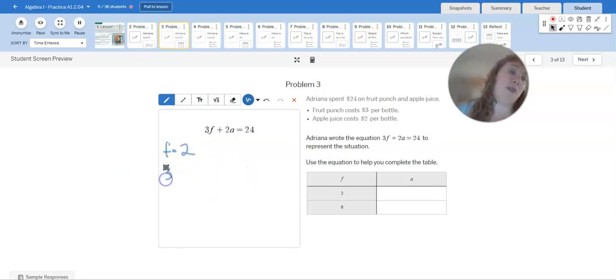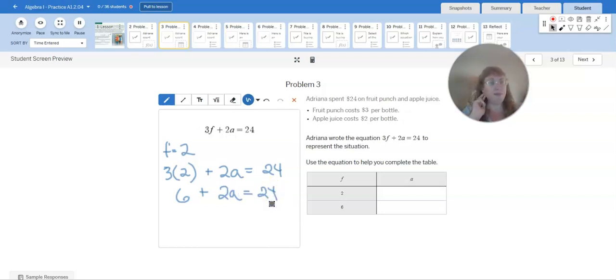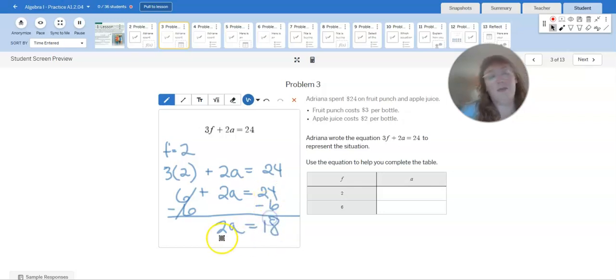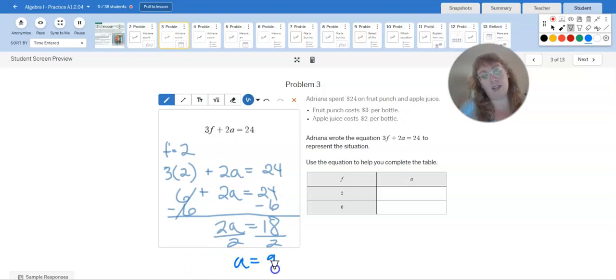So we have 3 times 2 plus 2a equals 24. 3 times 2 is 6, plus 2a equals 24. We're solving for A. We're trying to figure out how much apple juice we can have. So let's subtract the amount of money that we spent on fruit punch. Then we get 2a equals 18, and divide by 2. 18 divided by 2 is 9. So if we're buying 2 fruit punches, we can get 9 apple juice.